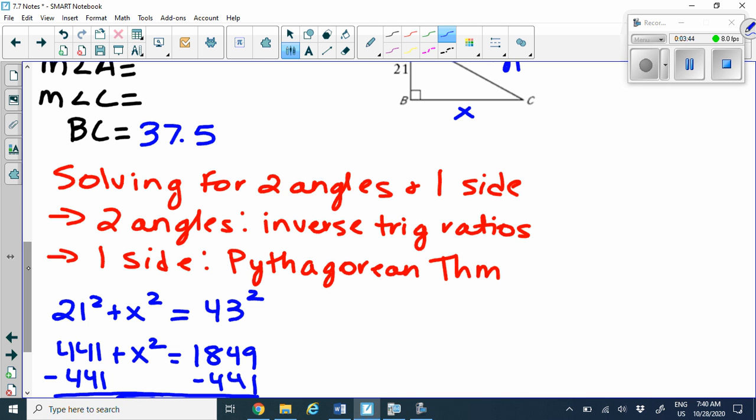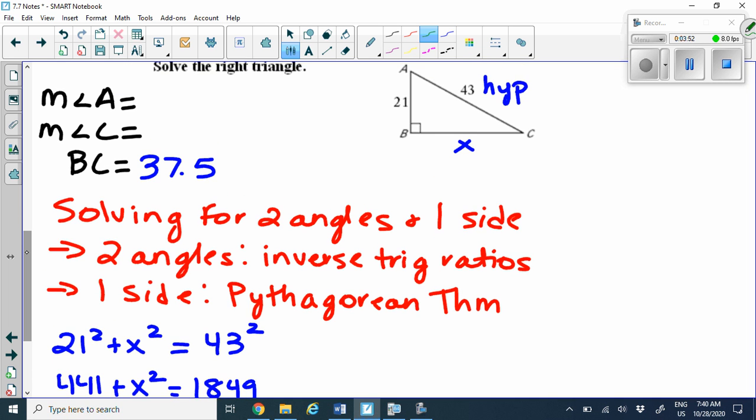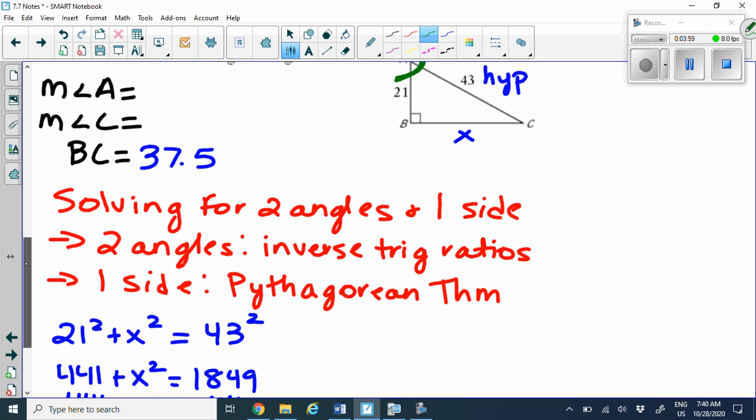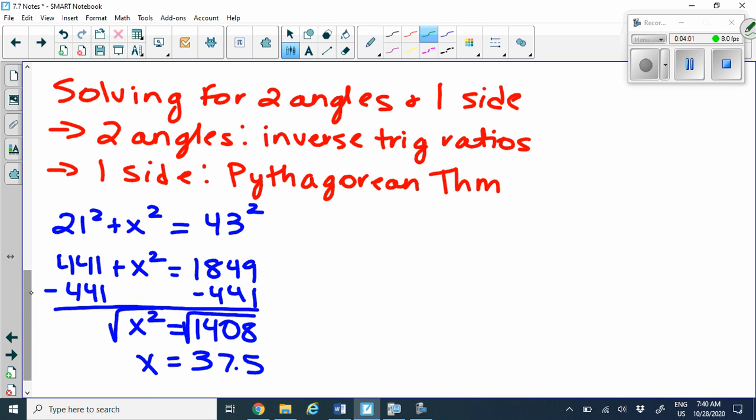Okay, so now let's solve for angles. Remember, it doesn't matter which one you solve for first. I'm going to go ahead and solve for A first, angle A. Okay, so since we're solving for angle A, we have to use our inverse trig ratios. And so when we're doing this, we're going to use Sohcahtoa, okay? So our measure of angle A, we have to use Sohcahtoa.